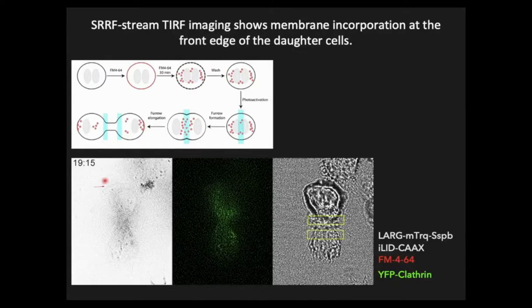Also, you will see some arrows here that show this. And this is in contrast to clathrin, which appears in vesicles but didn't form a line at the front edge. Then also we could see this membrane incorporation by using surface streaming imaging. You can see the line here.